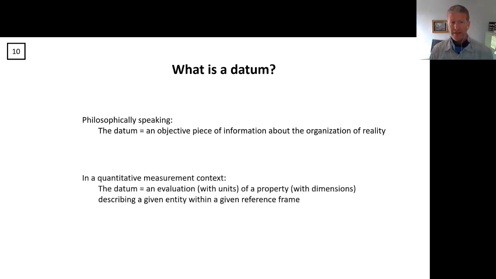So let's put another definition of datum out there in a quantitative measurement context. The way I like to define a datum is it's an evaluation of a property describing a given entity within a given reference frame. So if that evaluation is a number, it's critical to know what its units are, to know what scale it's measured on, but it's even more critical to understand the dimensionality of the property, because that's what is actually allowing you to map what that number means in the real world.